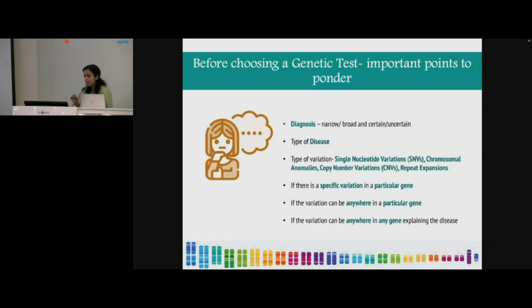If there is a specific variation in a particular gene, just like the case of sickle cell anemia, then you can directly go ahead with Sanger sequencing. If the variation is anywhere in a particular gene, then you need to see the size of the gene. If the gene is small, go for Sanger sequencing. If the gene is large, having multiple exons, then you can go for targeted sequencing or whole exome sequencing based on your approach. If the variation could be in any gene, and you are not sure which gene is responsible, the best approach will be next generation sequencing.